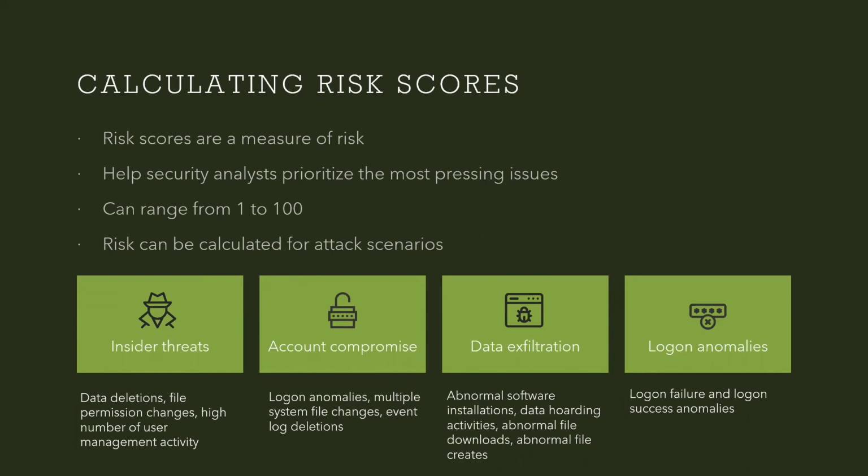For example, there can be a separate risk score for each of insider threats, account compromise, data exfiltration, and logon anomalies. And then building upon these risk scores, we can also have an overall risk score for the user or entity. So now let's go over some examples of activities that should be considered when looking at insider threats, account compromise, data exfiltration, and logon anomalies.